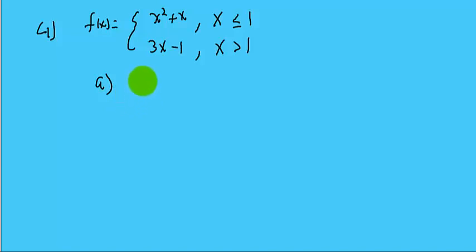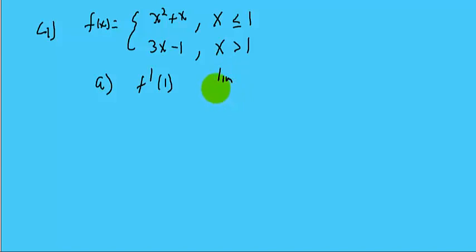So, before they want you to find f prime of 1, they want you to show it's differentiable. So what do we have to do to show differentiability? What do I have to establish first? Continuous. Okay, continuity. So I'm going to establish continuity by taking limits.